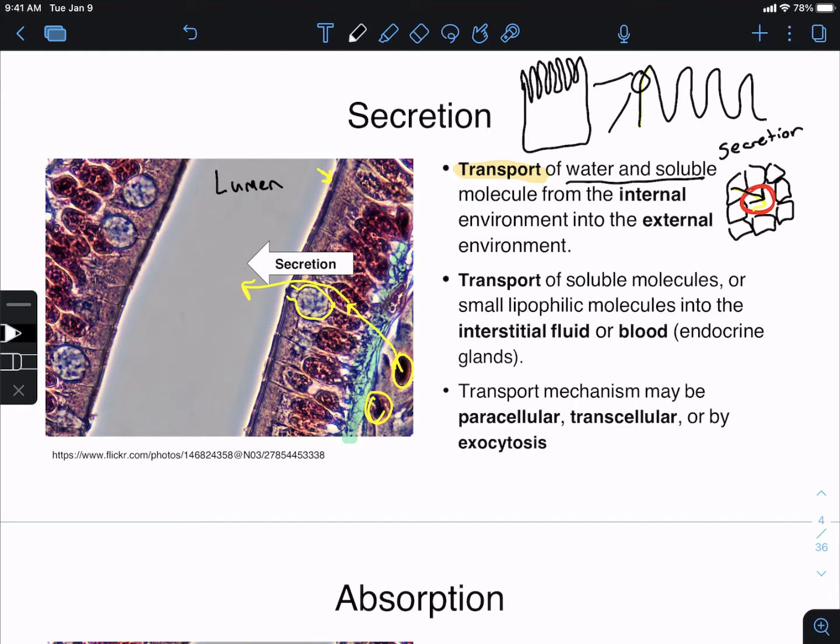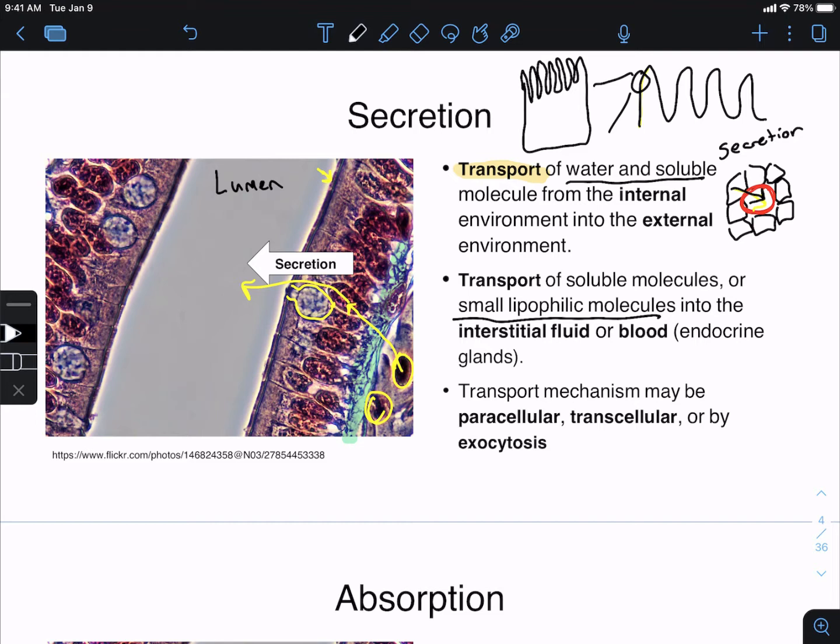Transport also includes those molecules that are lipophilic. Those are going to be transported by diffusion. Remember that they are simply going to cross the cell membrane without the need of any kind of carrier protein. We don't need an ion channel, we don't need a transporter. They can just go right through as long as they're small.